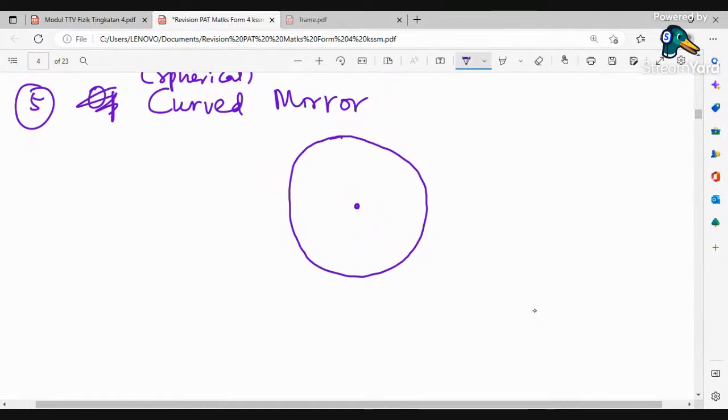Nanti you all boleh nampak. Center C, this is radius of the circle. Okay, let's say we cut out this part and cut out this part. Okay, saya punya circle tak cantik.